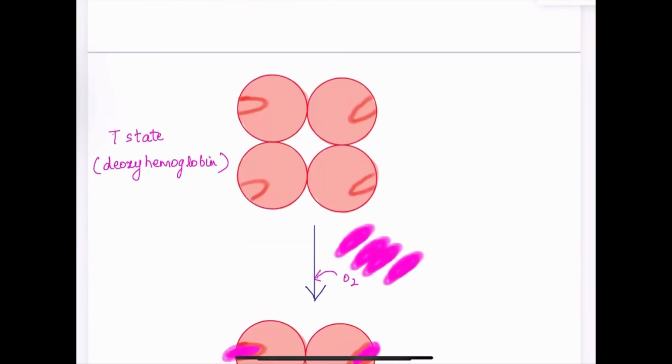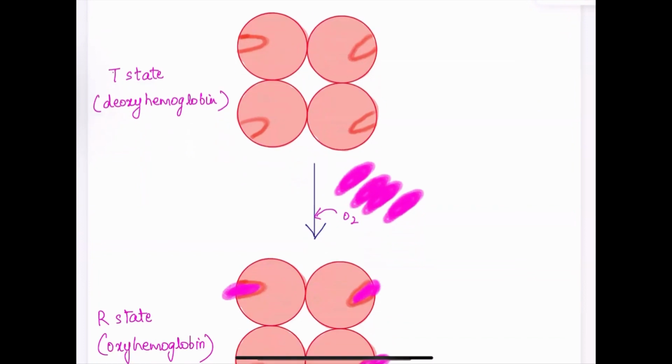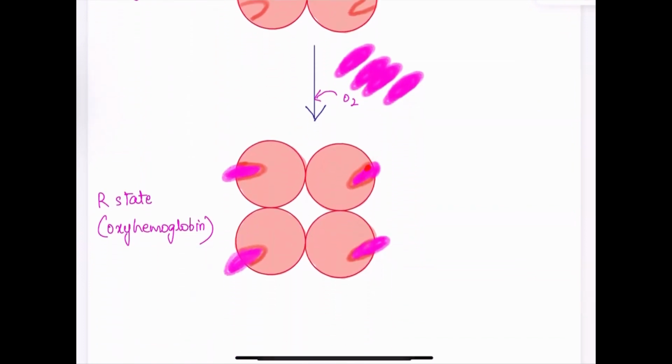So this is the T state, the deoxyhemoglobin state. You can see here the active site, which is meant for oxygen binding, is not exposed yet. When oxygen molecule comes, first oxygen molecule binds. Binding of first oxygen molecule leads to change in the state of hemoglobin from tense state to the R state, where the active site is exposed and ready for oxygen molecule to bind for rest of the subunits also.